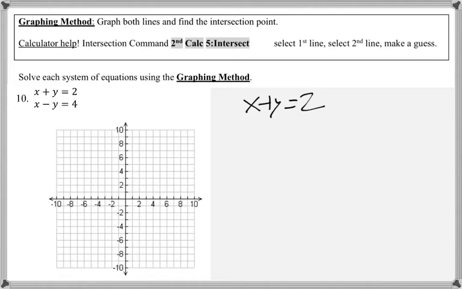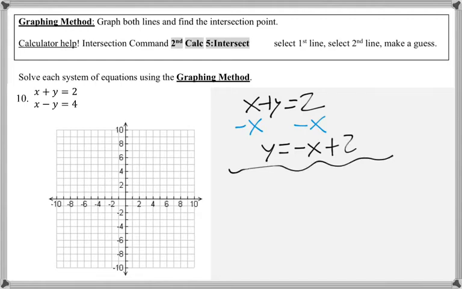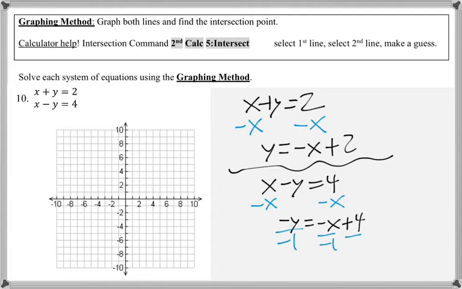So if I subtract x, then I get y is equal to negative x plus 2. So that's one of my lines. And then if I subtract x from the other line, I still want to divide by negative 1. So y is equal to x minus 4. So those are my two lines.